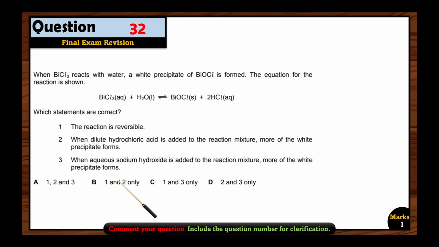Question 32. When BiCl3 reacts with water, a white precipitate is formed. The equation for the reaction is shown.